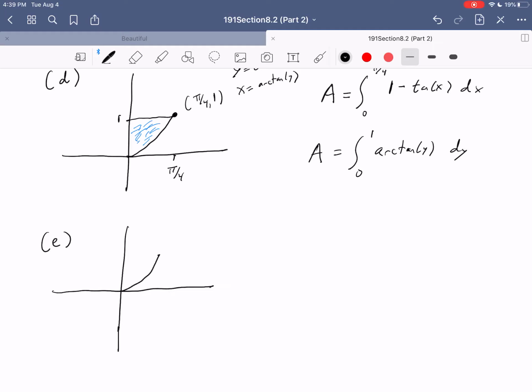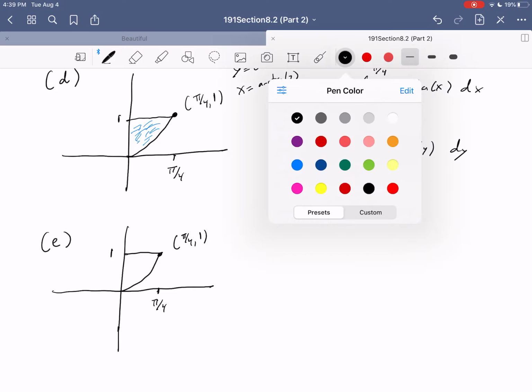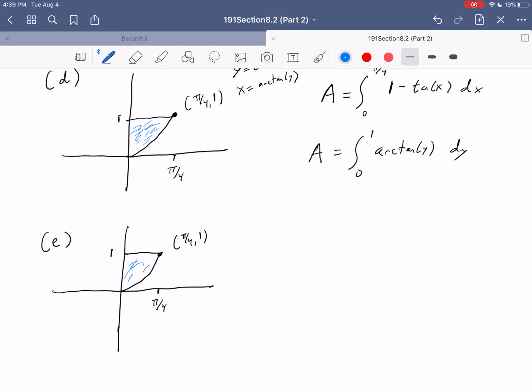Okay, so same sort of piece. Right there, that's at pi over 4 comma 1, that's at pi over 4. And once again, we're taking this area here, and now we're going to revolve that around the x-axis. So our sort of mirror image is going to look something like that. And we're building this sort of shape there.